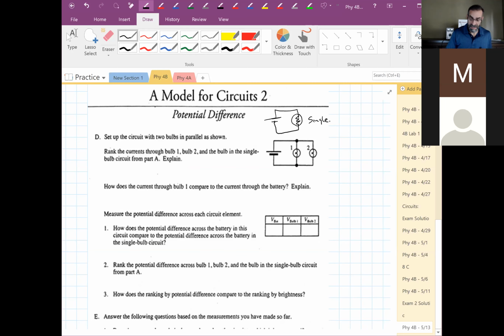One and 2 have to be the same because the R's are the same and the V's are the same. We know the V's are the same because they're in parallel. And if they're identical, the R's are also the same. So that means that the current has to be the same, right? So I1 equals I2.